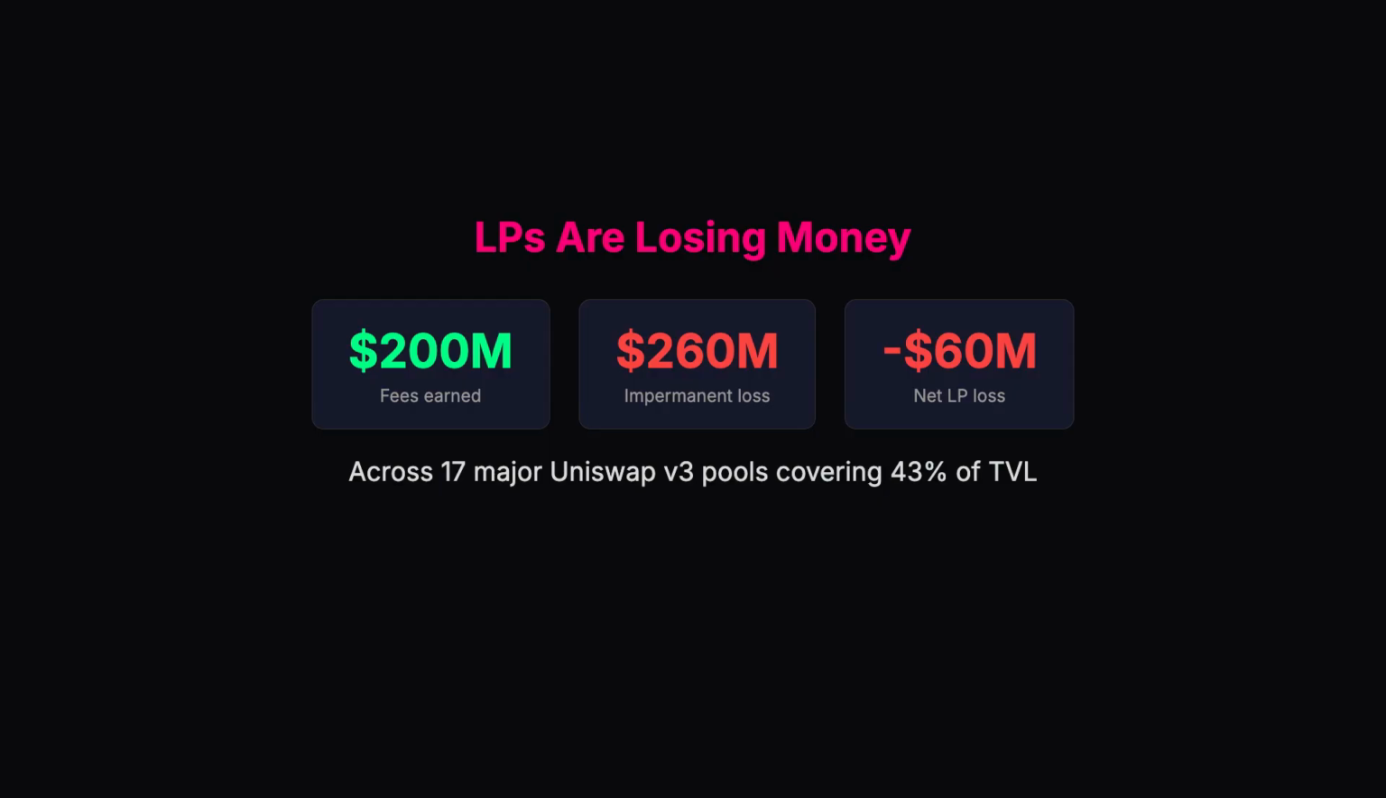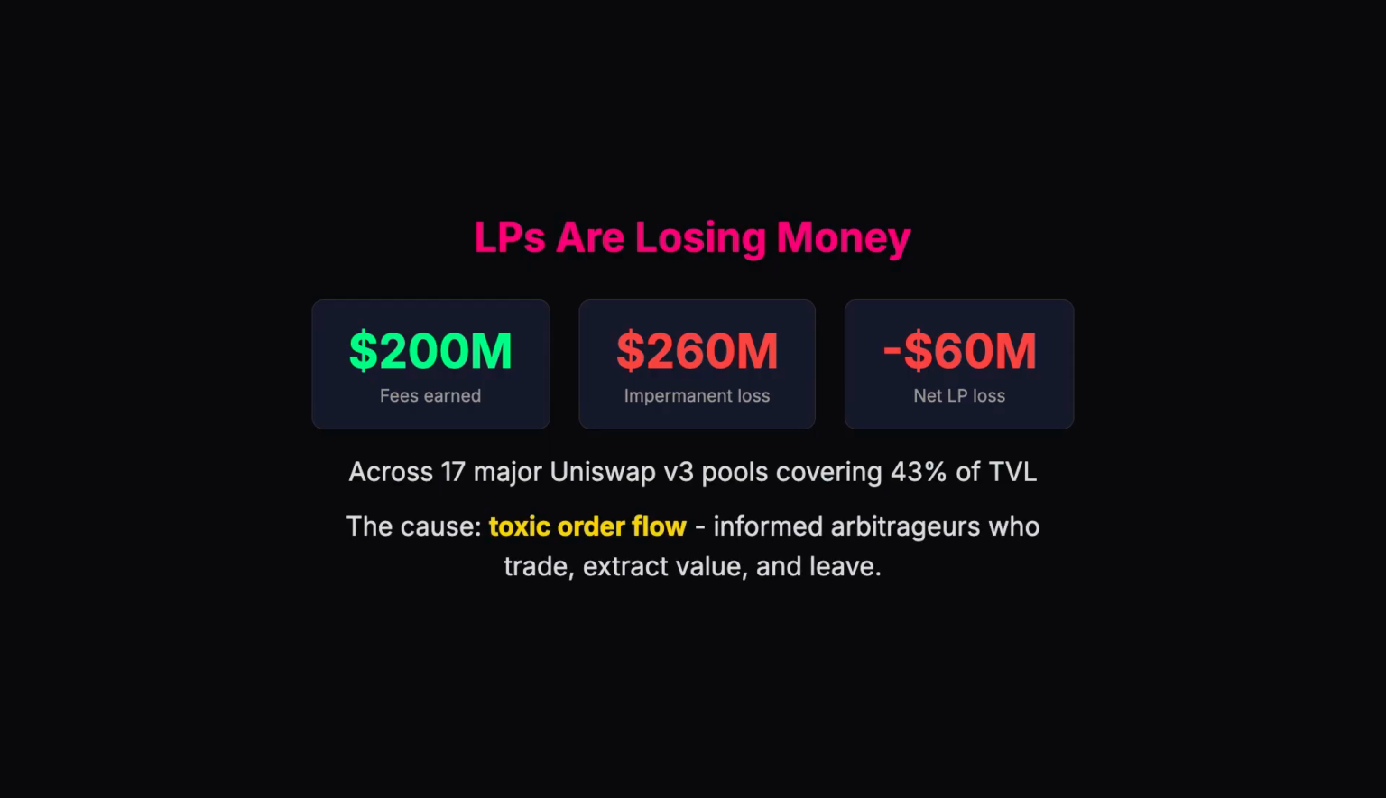Nezlobin's research looked at 17 major Uniswap v3 pools covering almost half the TVL on Ethereum. LPs earned $200 million in fees, but they lost $260 million to impermanent loss. Net negative $60 million. The reason? Toxic order flow. Informed arbitrageurs who trade, extract value, and leave.